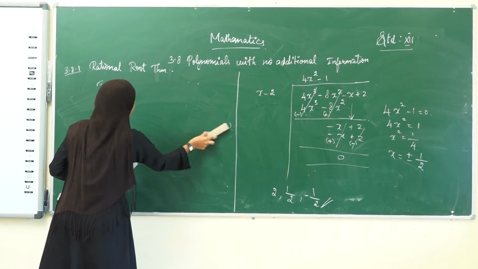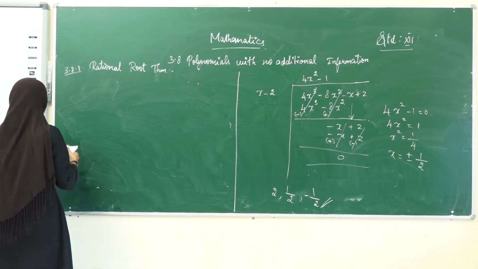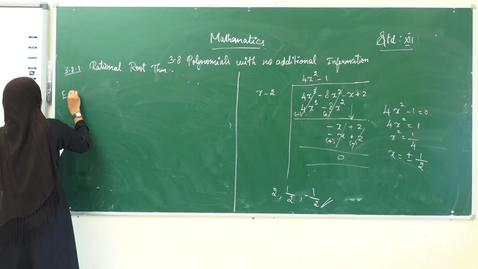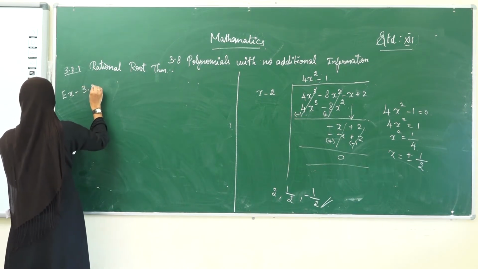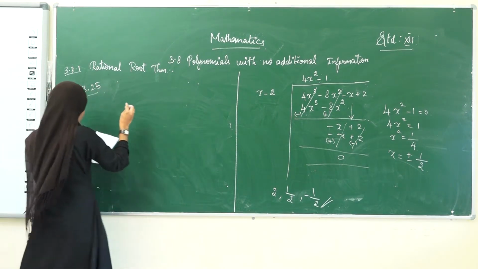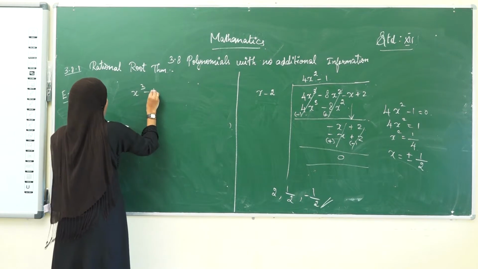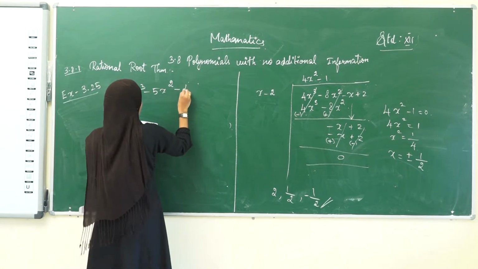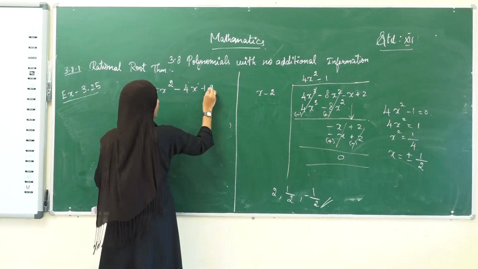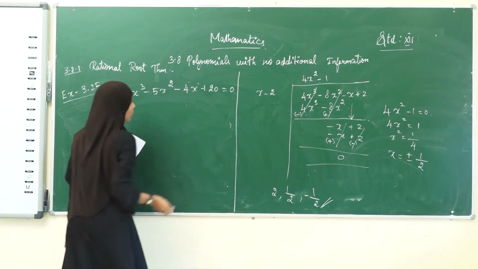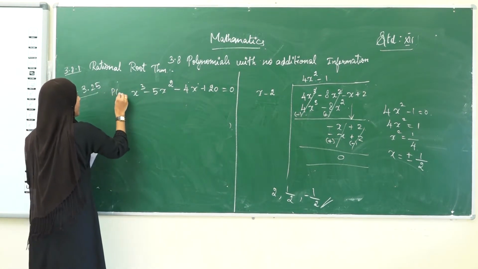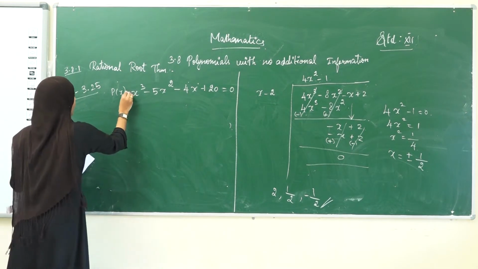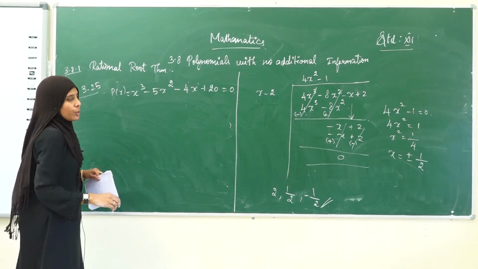Okay. For this they have given an example. Let us do that. Example 3.25. Solve the equation x cube minus 5x square minus 4x plus 20 equal to 0. Let us consider this equation as p of x. Okay. Now what are you going to do? We are going to use the trial and error method.